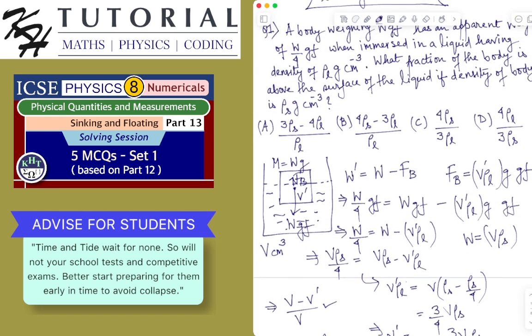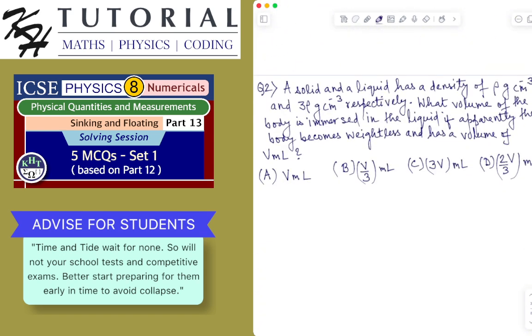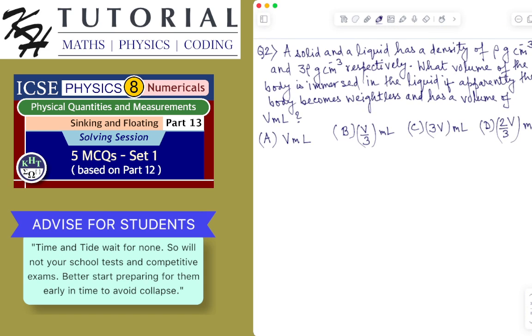Okay, let's see the next problem. Question number 2. A solid and a liquid have densities of rho gram per centimeter cube and 3 rho gram per centimeter cube respectively. What volume of the body is immersed in the liquid if apparently the body becomes weightless and has a volume of V mL? So what volume of the body is immersed in the liquid?